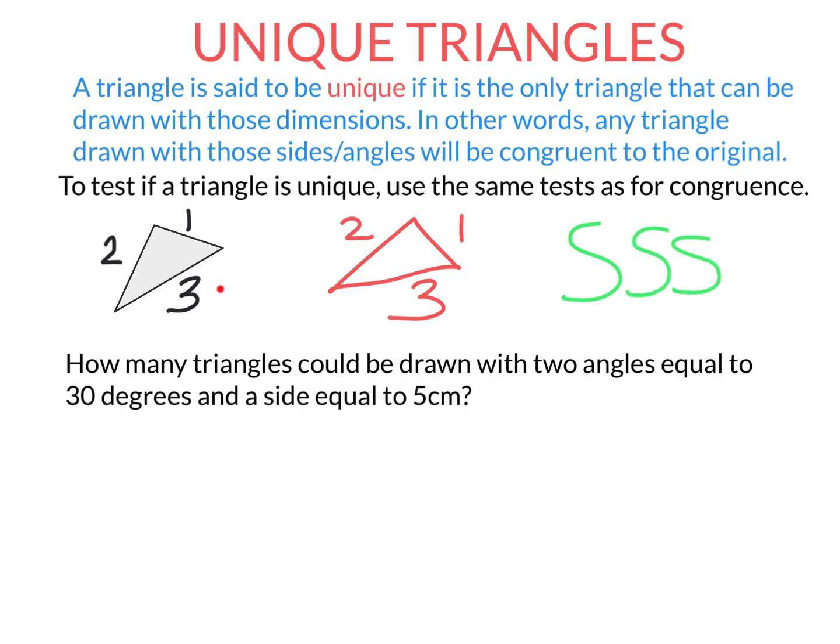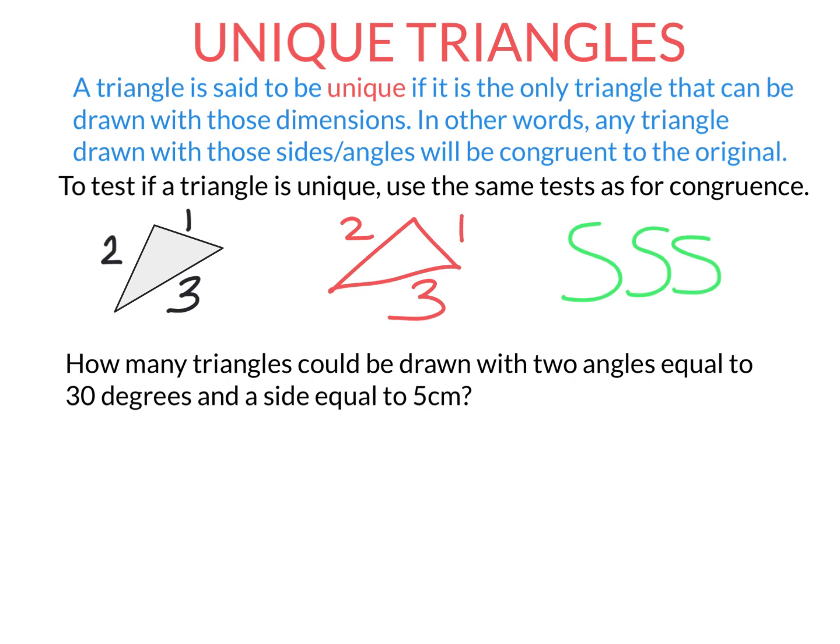It turns out this triangle is unique. A triangle with side lengths 1, 2, 3 units is unique. Any triangle you draw with side lengths 1, 2, and 3 units will be congruent to this triangle by the SSS test. That's what we mean by unique. So you use the same tests for congruence as for unique.